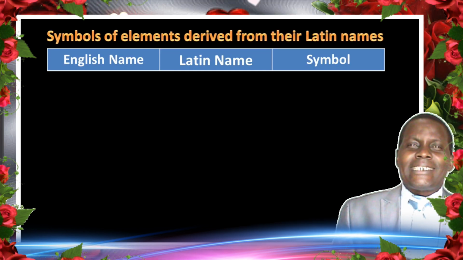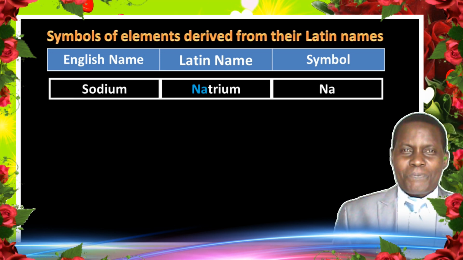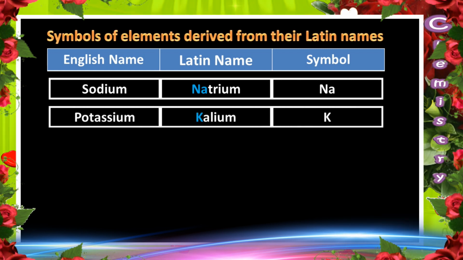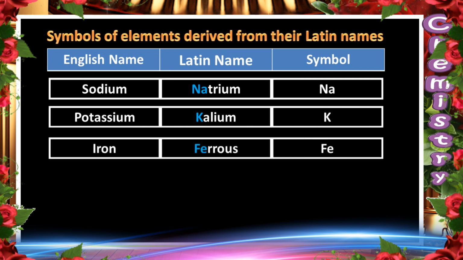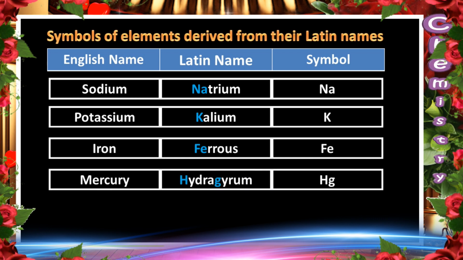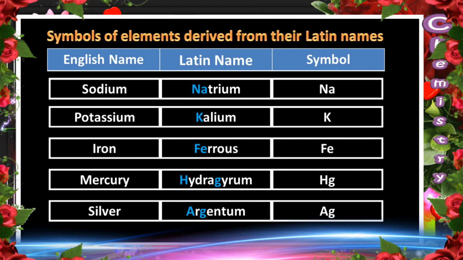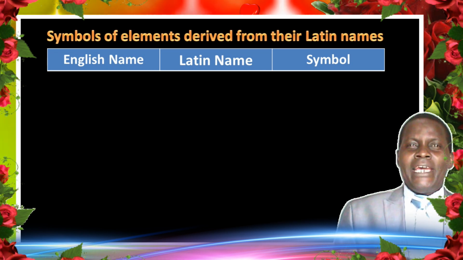We want now to look at some of the symbols of elements derived from Latin names. Sodium is derived from a Latin name natrium, and the letters which are used are Na. Potassium is derived from a Latin name kalium and the letter is K. Iron is derived from a Latin name ferrum and the letters used are Fe. Mercury is derived from a Latin name hydrargyrum and the letters used are Hg. Silver is derived from argentum and the letters used are Ag.